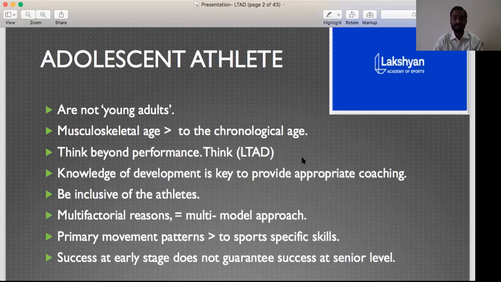The most important part is that success at an early stage does not guarantee success at senior level. That means if you have a child at 13, 14, 15 who is doing really well, it does not necessarily mean that at 18 or 19 he will be a world beater. So please be aware of this. If you can understand these points today, my job is pretty well done.